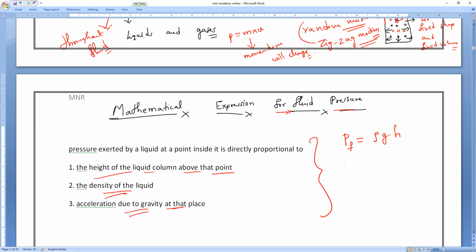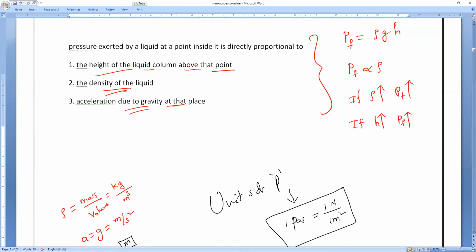So it depends on these factors. Liquid pressure is directly proportional to the density of the liquid. So if density increases, then fluid pressure also increases. If the height of the column increases, then fluid pressure also increases.